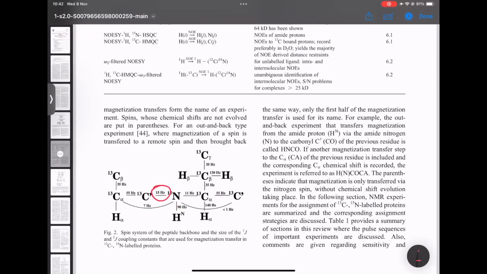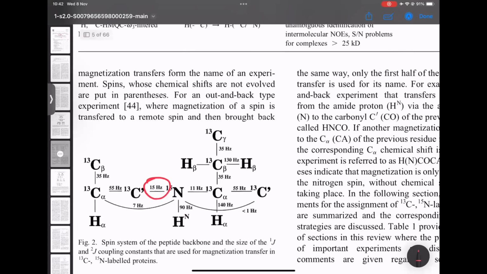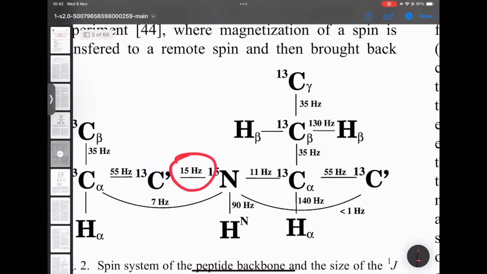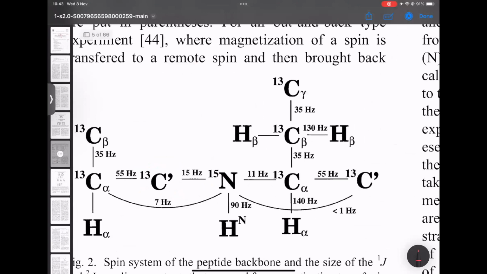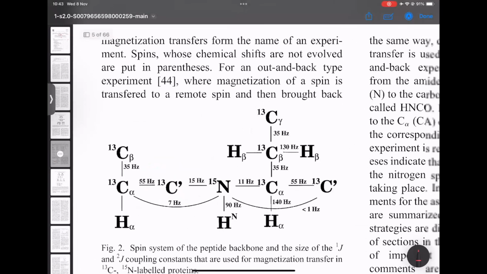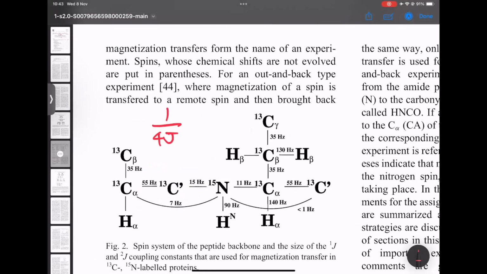You see that the scalar coupling between the NC is slightly higher than the NC alpha. Right? The NCO coupling is 15 hertz, while the NC alpha coupling is about 11 hertz. Right? I mean, ask what might 4 hertz do? It makes a huge difference. Calculate 1 over 4 times J, where J is 15 versus 11. You'll see how much difference you're able to see.